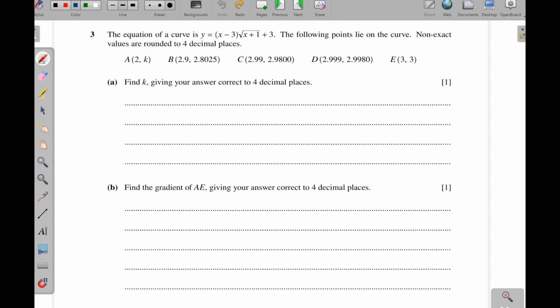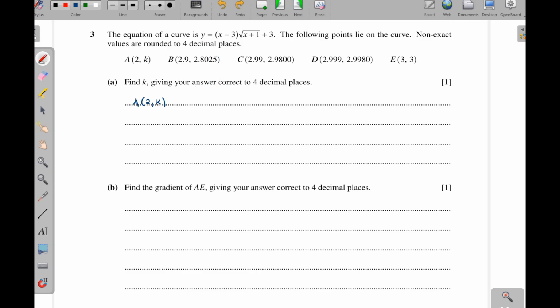Okay. Now, if a point lies on the curve, that means its coordinates must satisfy the equation of the curve. Okay. So if I have this A here, which is 2k, that means the y coordinate is k, and then the x coordinate has to be 2.